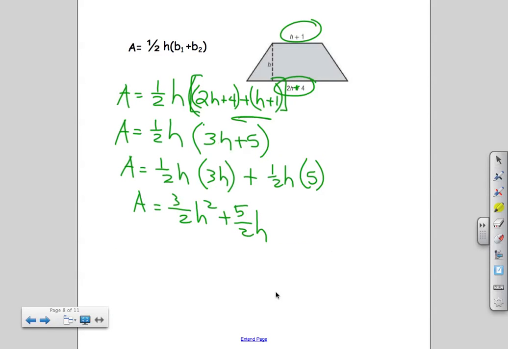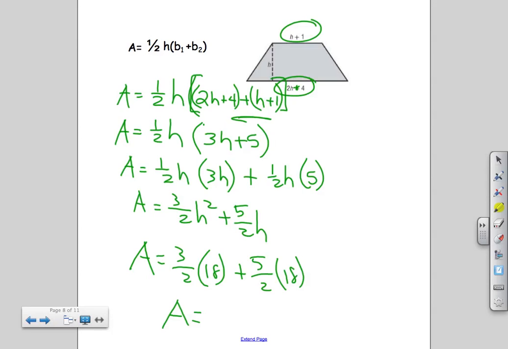All right, so now we know that h is 18, so we can substitute in A equals 3 over 2 times 18 squared plus 5 over 2 times 18. And if you do some math on your calculator, you would find out that the area is 531 square inches, I assume. Okay? All right, let's move on.